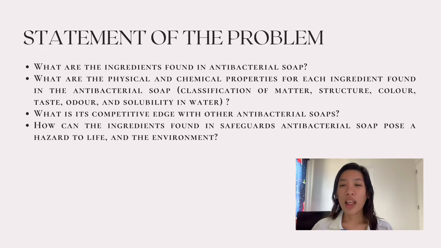Statement of the problem. This case study will answer specific questions. First, what are the ingredients found in Safeguard Antibacterial Soap? Second, what are the physical and chemical properties of each ingredient found in the antibacterial soap, including classification of matter, structure, color, taste, odor, and solubility in water? Third, what is its competitive edge with other antibacterial soaps? And lastly, how can the ingredients found in Safeguard Antibacterial Soap pose a hazard to life and the environment?